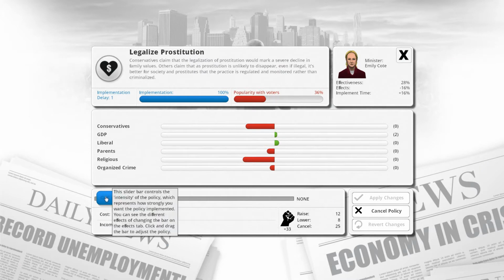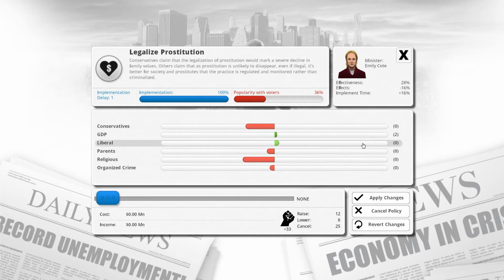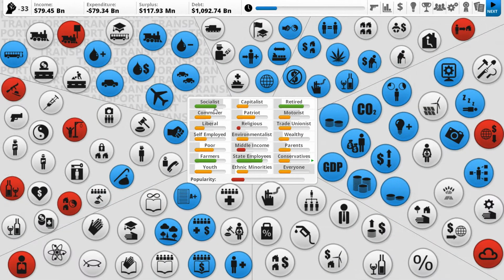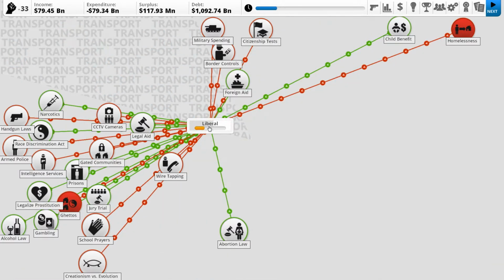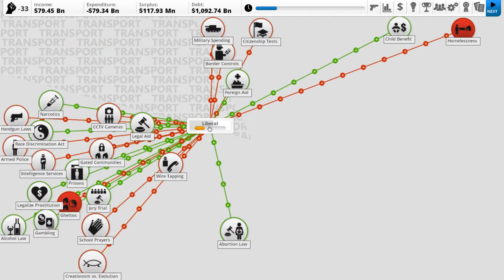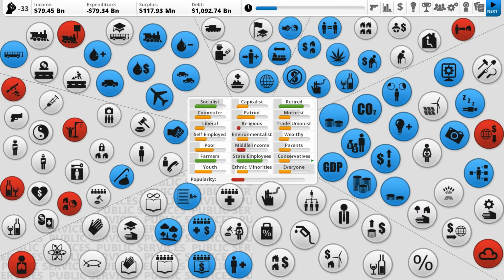We can't touch this yet, really. Even though it would please the liberals, it pisses off the conservatives way too much. We can cancel this policy, the legalized prostitution policy, which might be wise considering it gives very little to the liberals. But right now, let's take another look at what we can do. Here we are.